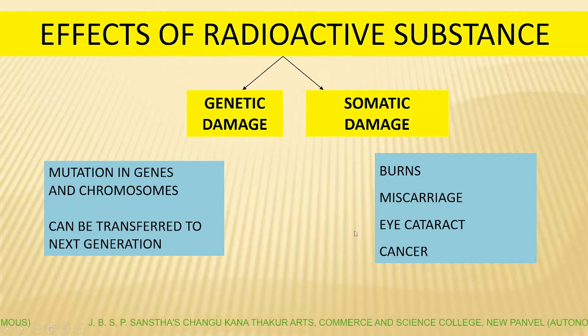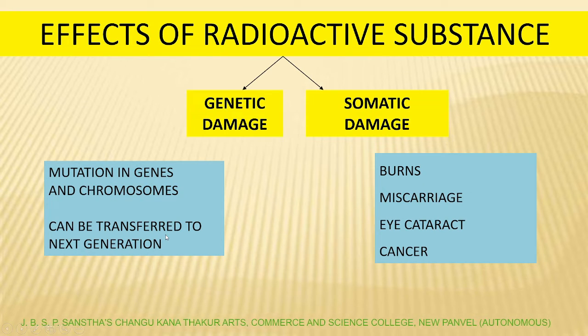Radioactive substances have the following impact. First, they may lead to genetic damage. That means these radiations, alpha, beta, gamma, can mutate genes and chromosomes in the DNA in our cells, and thereby these diseases can be transferred to the next generation as well. When genes are affected, definitely those altered genes will go into the next progeny.